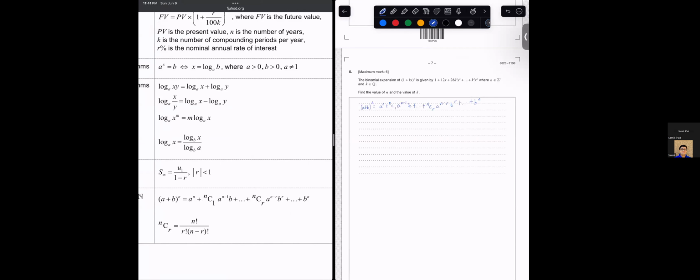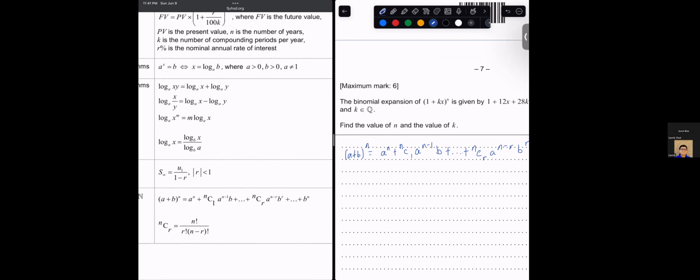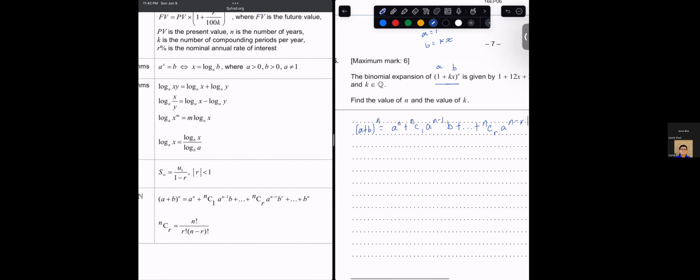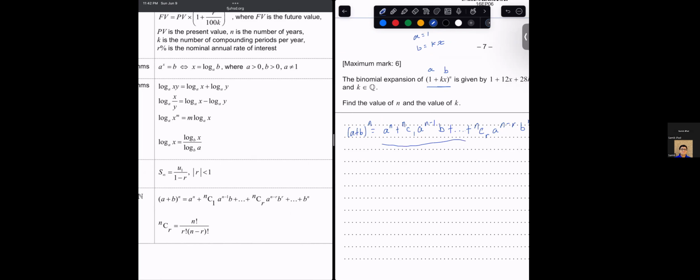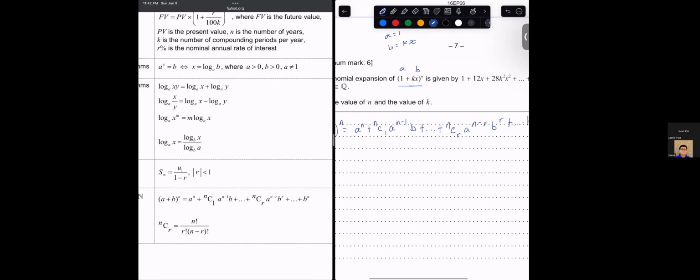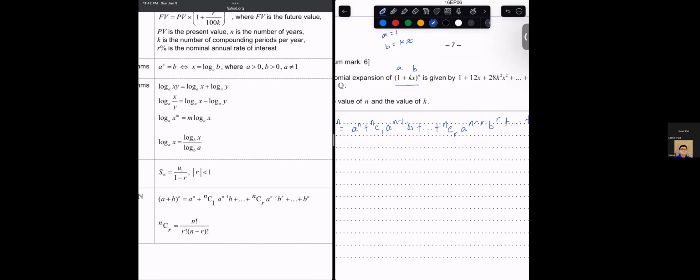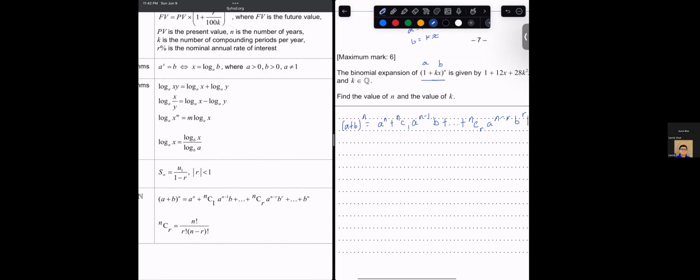Now what I want you to think about is how we implement this in our question. This is written like this: (1 + kx) raised to n. This is a and this is b. So a is equal to 1, b is equal to kx. Now we just have to replace them here. That's it, as simple as that. And by the way, you have to go in order.